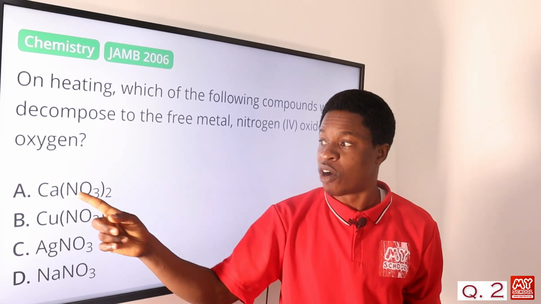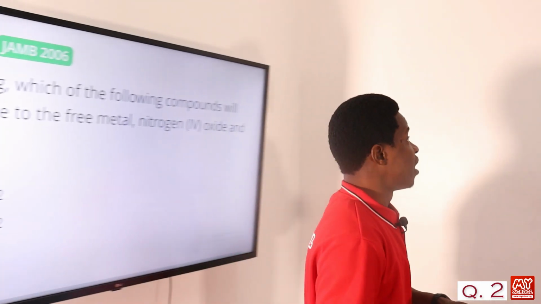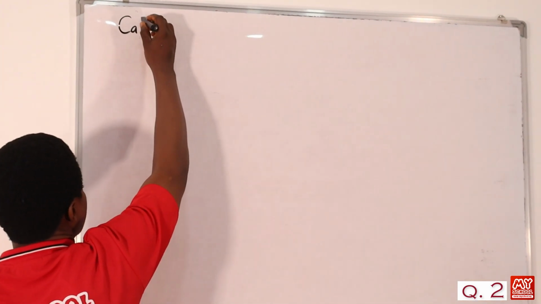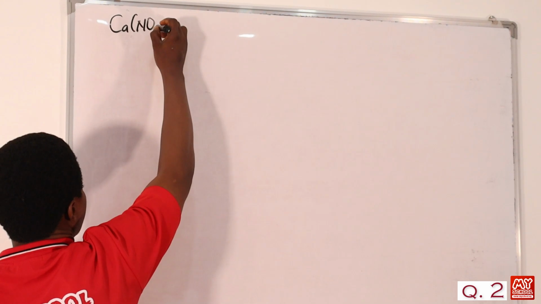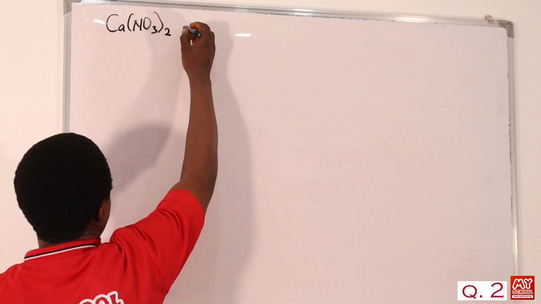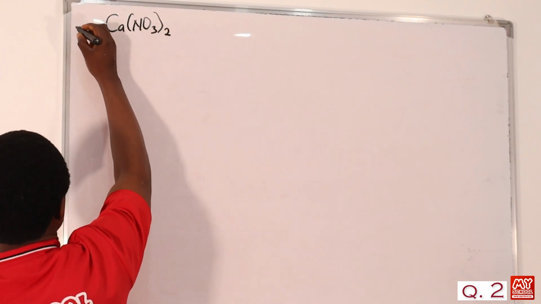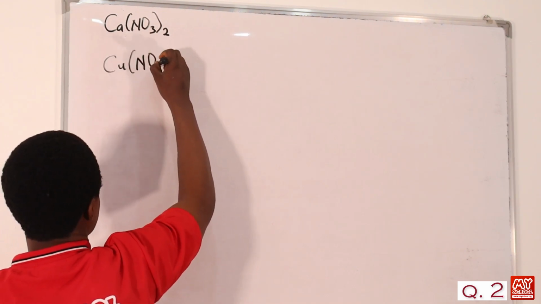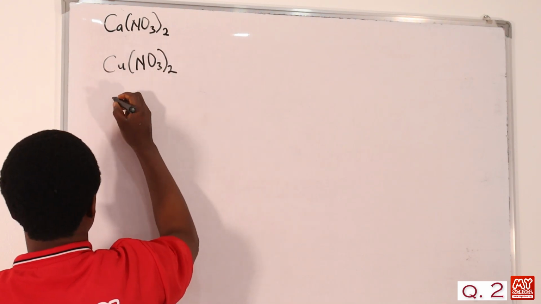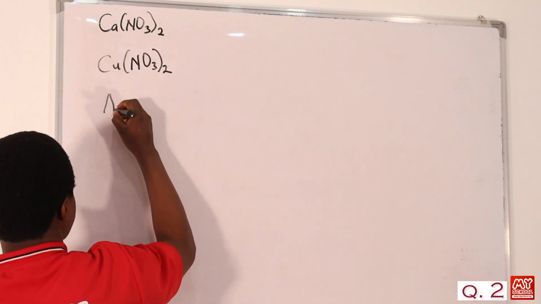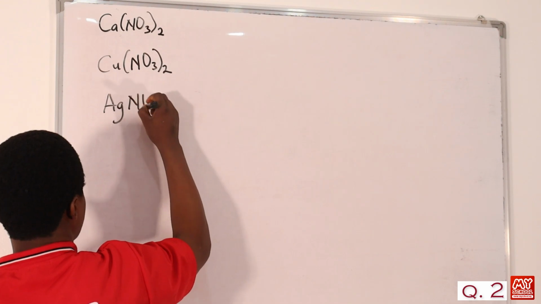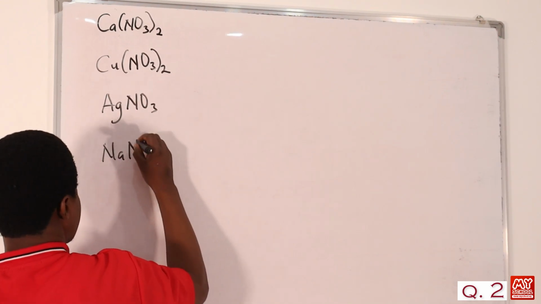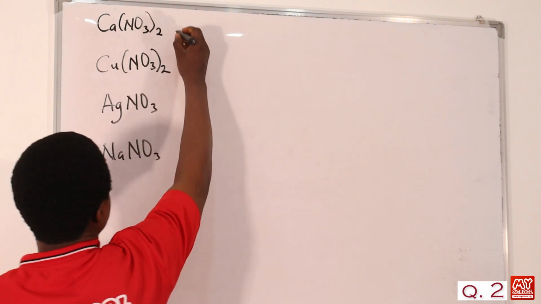So the first one is calcium nitrate. Let's move to the board. We have calcium nitrate, Ca(NO3)2, that's the first. Then for the second, we have copper nitrate, Cu(NO3)2. Then the third one, we have silver nitrate, AgNO3. And then the fourth one, we have sodium nitrate. So let's write the equation.